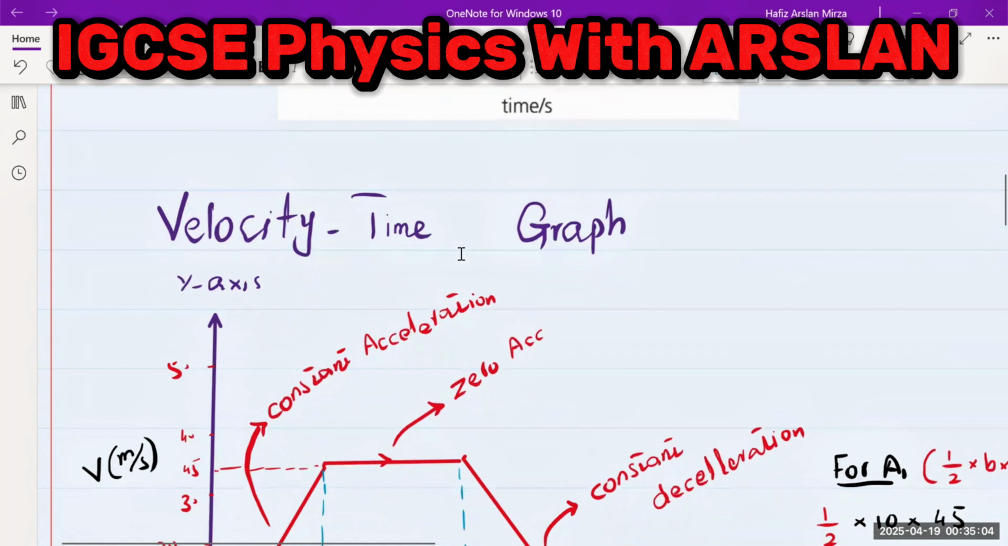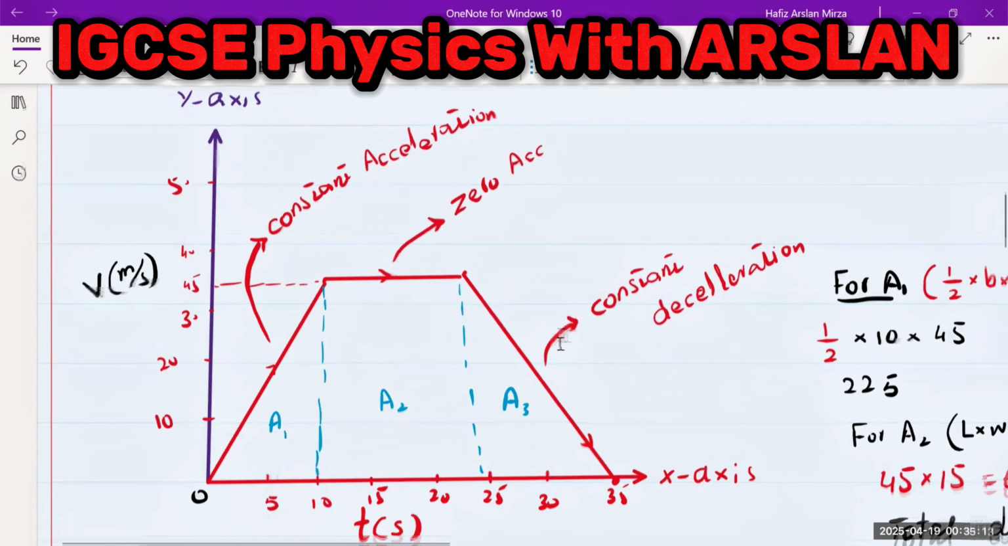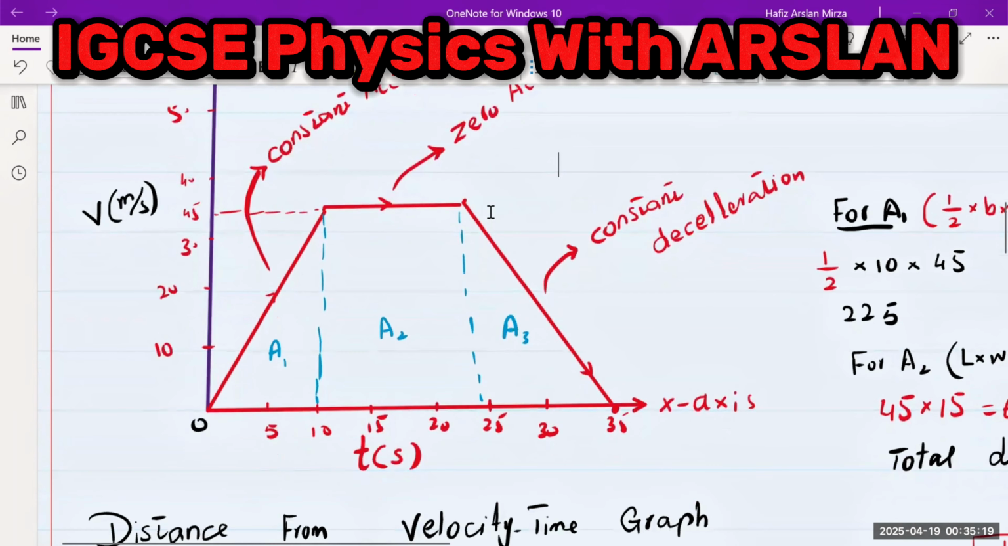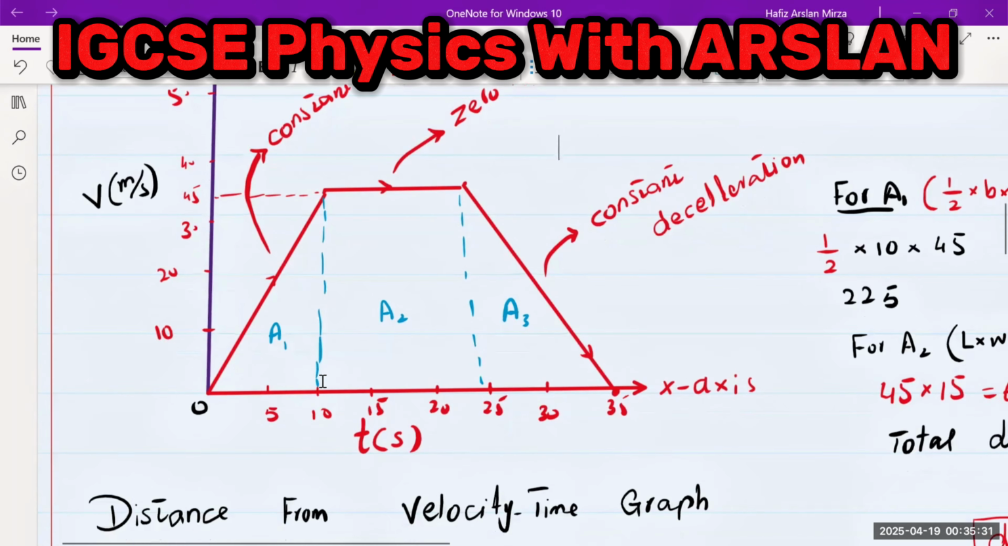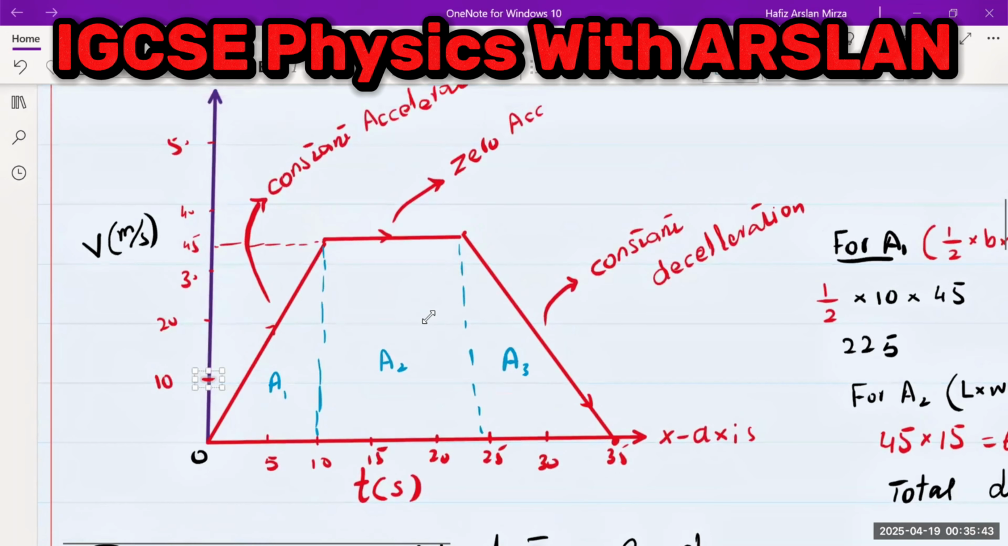Next is the velocity-time graph, the second graph. This graph is important because we calculate the acceleration as a gradient and, most importantly, the distance traveled by the object. Again, the same rules: time is taken as the x-axis and speed as the y-axis. Speed is in meters per second and time is in seconds. Suppose the time is 5, 10, 15 seconds, and the speed is 10 meters per second, 20, 30, 40.